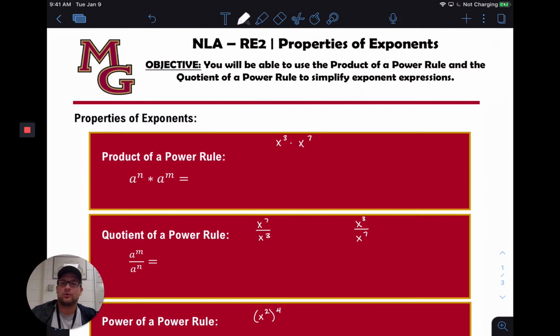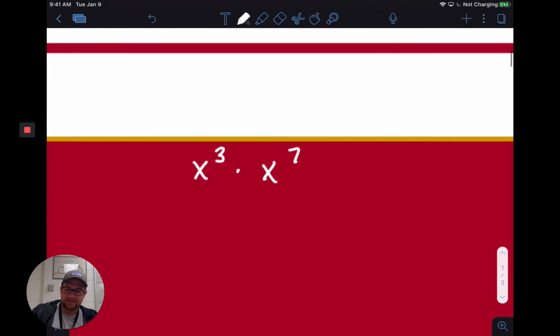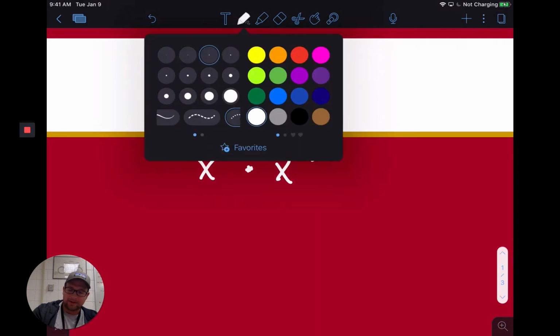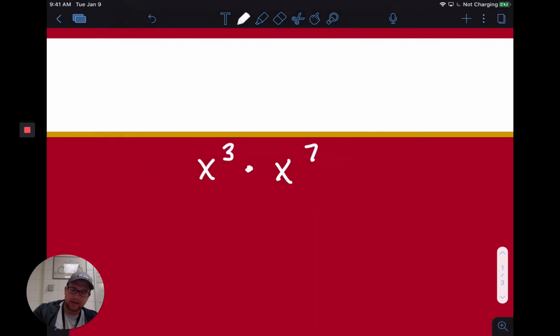The first property we are going to talk about today is the product of a power rule. And I like to think about these properties with just really basic exponent expressions. So the first one we have here is x to the third times x to the seventh. And really what we're trying to figure out here is what happens if we multiply two things that have the same base together.